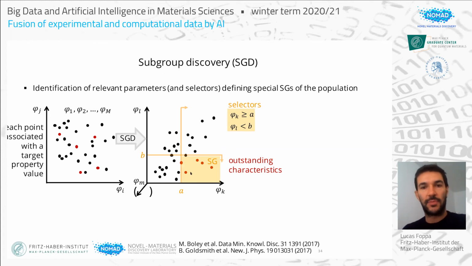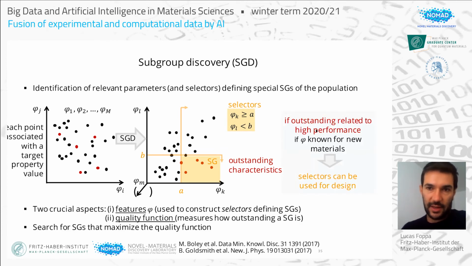So for instance, in this example, we see that these red dots are, let's imagine, a subgroup, and subgroup discovery will find the coordinates here and these thresholds that define this subgroup. And this is what we're going to do. If the outstanding characteristic here is high performance, and if the features that we use to generate these subgroups are known for new materials, then we can use the selectors to design. So we can use these rules to find the new materials that we have to test next. This is the idea here.